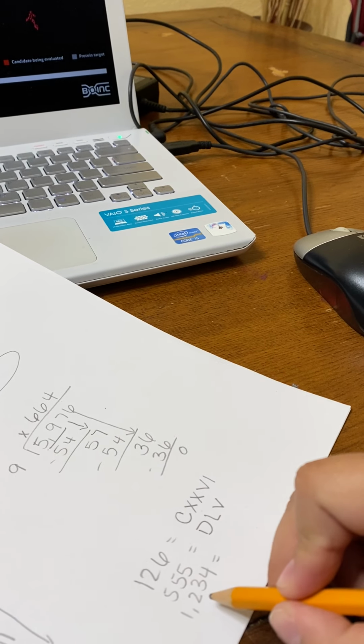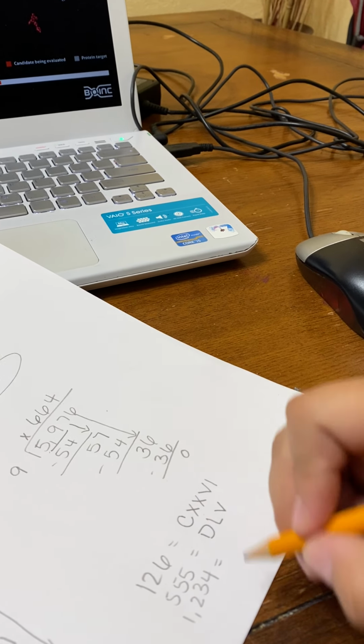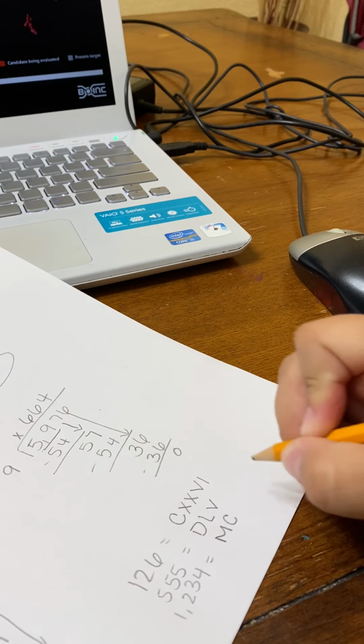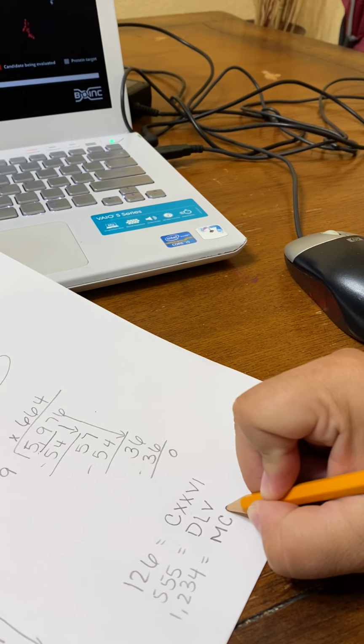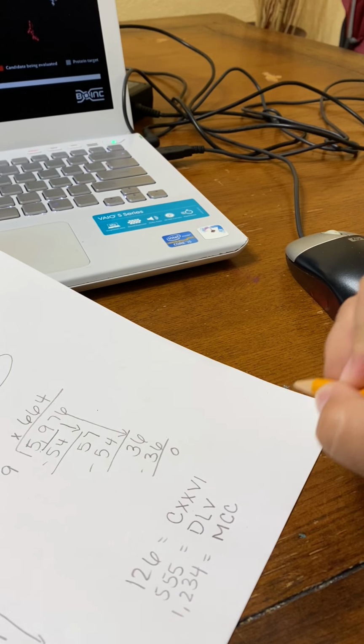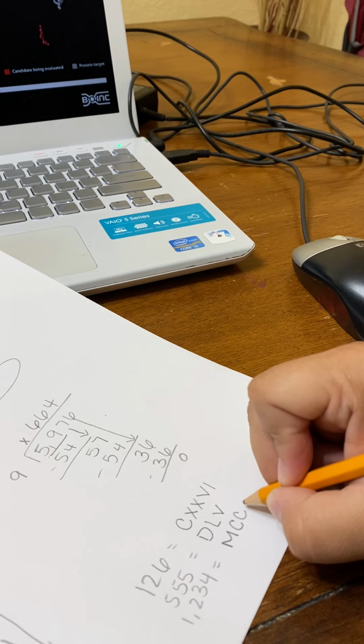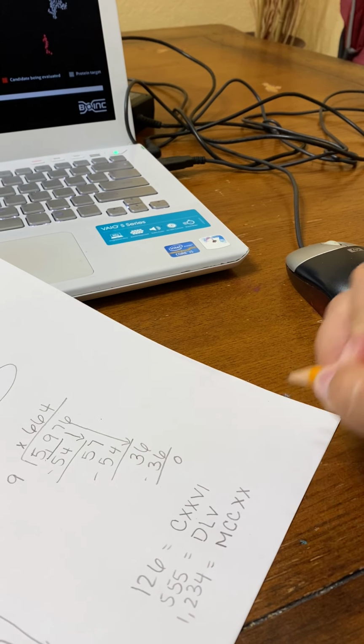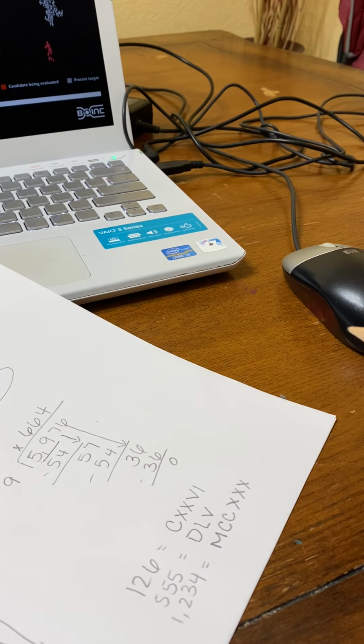How do we write 1,234? Remember, M represents 1,000. C represents 100. Another 100 would make 200. How do we write 30? Remember, X represents 10. Another X would be 20, and another X would be 30.